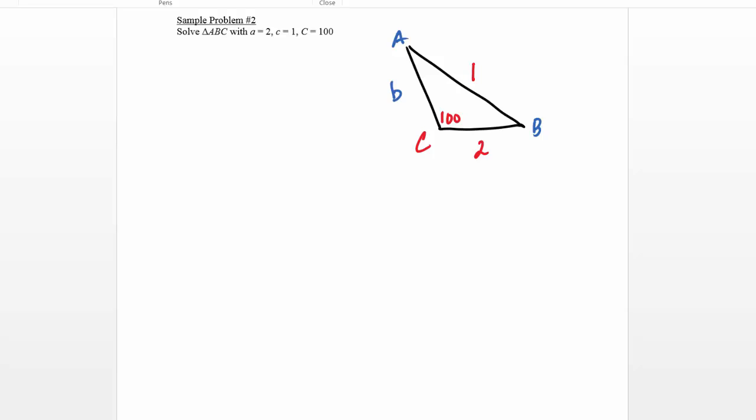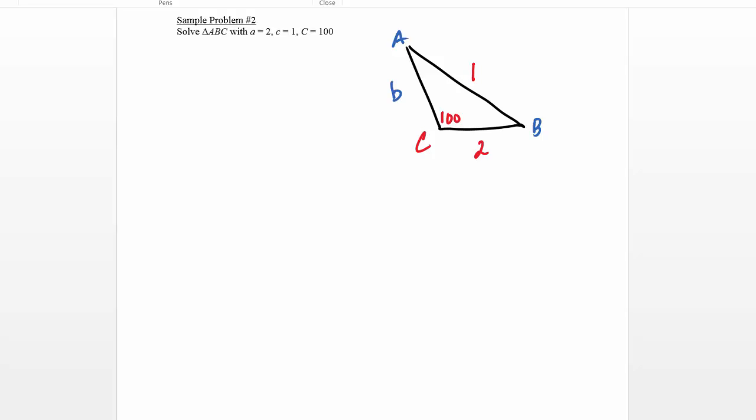Okay. And you can see that I've drawn this triangle, and I've marked the given information in red, and I've marked the parts we will be looking for to solve triangle ABC in blue. Now, the first thing that's important is that you label this triangle correctly. Angle C is 100, so side C should be across from angle C. Same thing with angle B and side B, and angle A and side A.